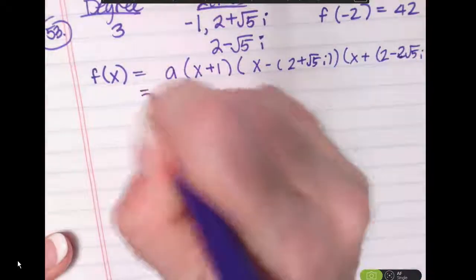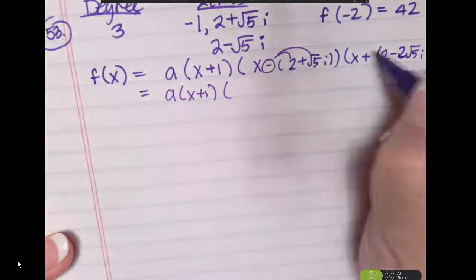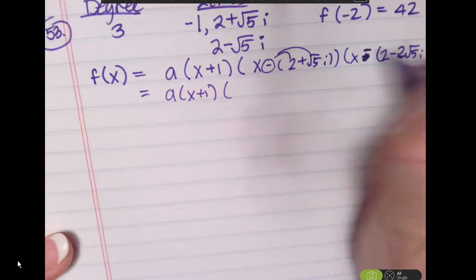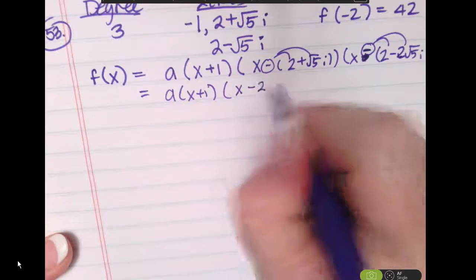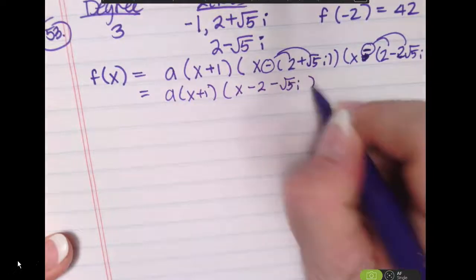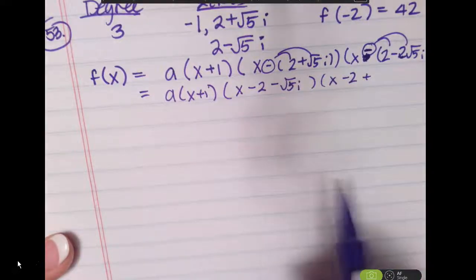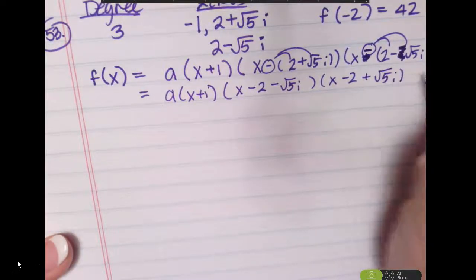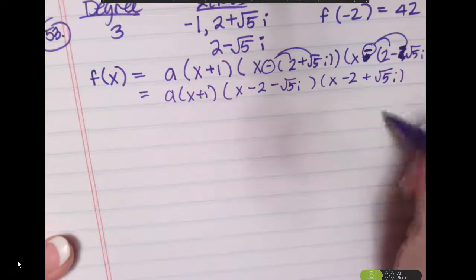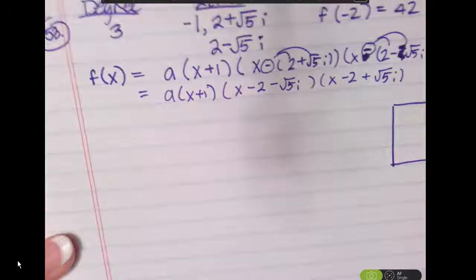I'm going to distribute those negatives first, just so I don't mess it up in my foiling. Oops, and that's not a plus. That should be a minus as well. So I'm distributing out all my negatives. So I get x minus 2 minus radical 5i, x minus 2 plus, and that's not 2 radical 5i, it's just radical 5i. Okay, I think I've found all my little mistakes. So now I'm going to multiply out my imaginaries first.